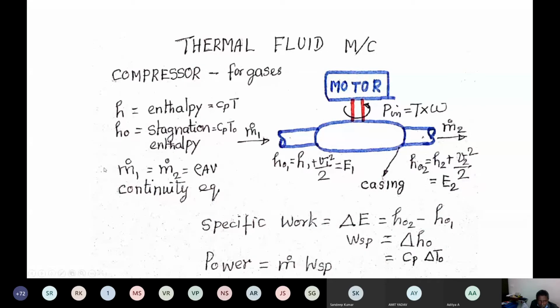Again, something about this continuity equation. When I write m dot 1 equal to rho 1 A1 V1, it is not the full continuity equation. m dot 1 is equal to rho 1 A1 V1, that is the mass flow rate. But when I write m dot 1 equal to m dot 2, that is the continuity equation, because continuity equation expresses conservation of mass. We should say that the mass flow rate at inlet is equal to mass flow rate at exit. Any questions so far?